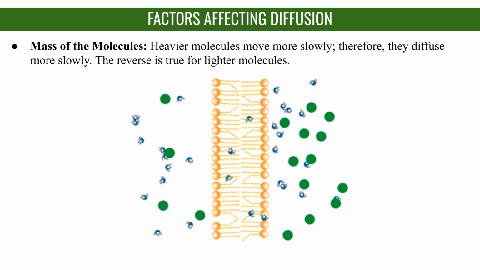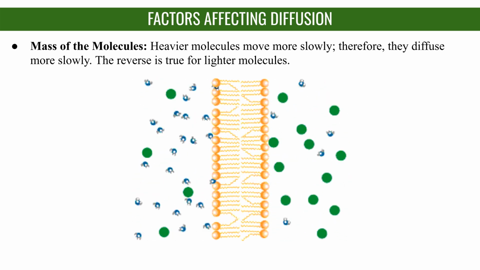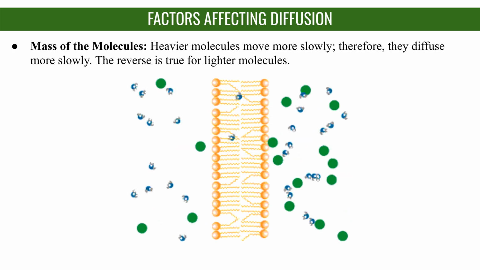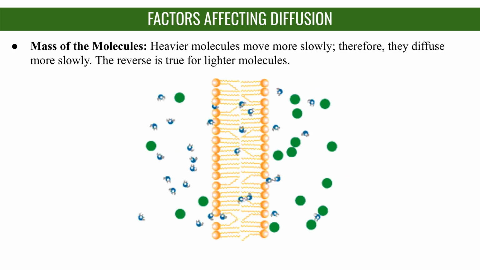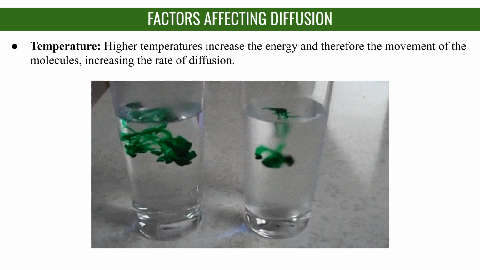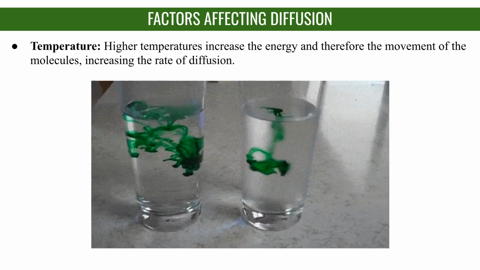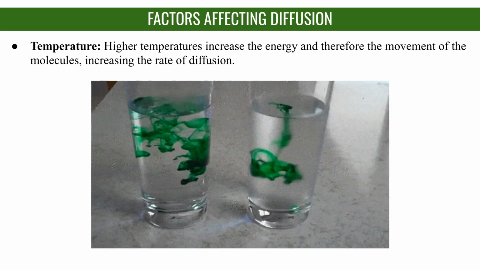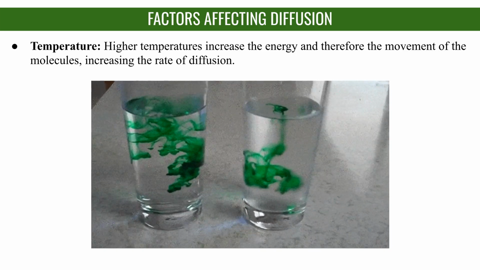The mass of the molecules also affects diffusion. Heavier molecules move more slowly and thus diffuse more slowly. Lighter molecules do the reverse. Temperature is another factor. Higher temperatures increase the energy and movement of molecules, which increases the rate of diffusion.